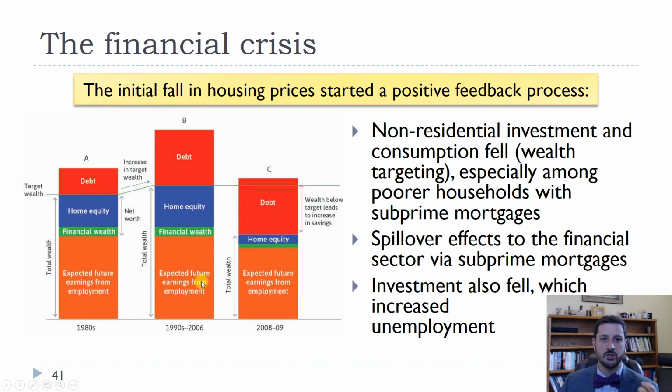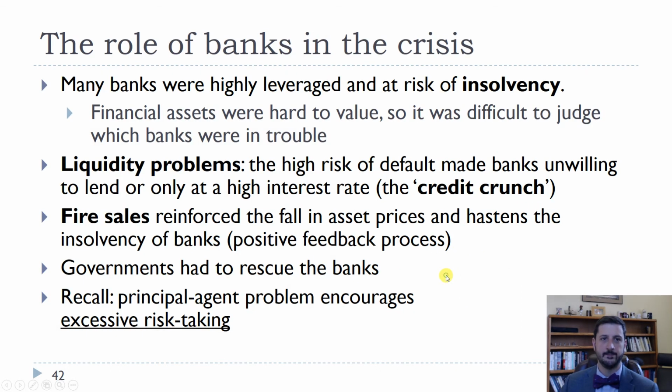So if we think about what was going on in the 1990s and 2006, expected future income probably didn't change that much, but home equity increased and debt increased a lot. And the problem with the financial crisis was that the home equity fell significantly, but the debt doesn't fall that much. So once again, just like in the Great Depression, now people are going to spend less, they're going to save more, and that's going to cause that paradox of thrift and cause the big decrease in GDP.